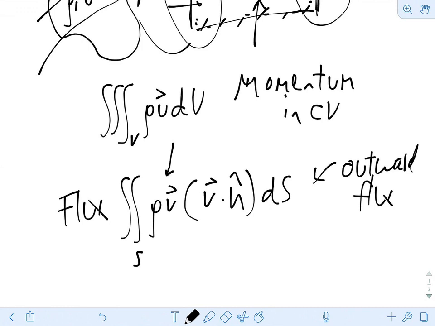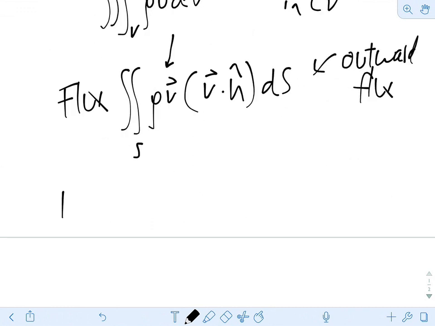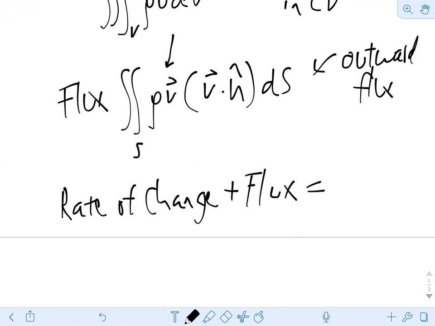So if we consider the full equations now, we have rate of change plus the flux, or contributions coming in or out, has to equal the sum of forces.